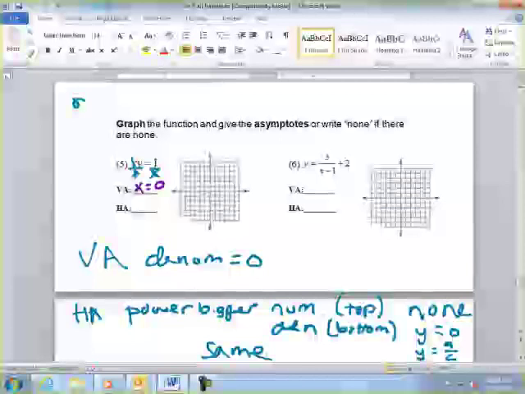divide by 0, and that's a problem. So our vertical asymptote is at x equals 0. For horizontal, we look at the powers of x's. Is the power of x bigger on the top or the bottom or the same? Bottom. The top doesn't have an x. The bottom has an x, so the bottom is the winner, which means that the horizontal asymptote is at y equals 0. So we can draw those asymptotes into our graph.